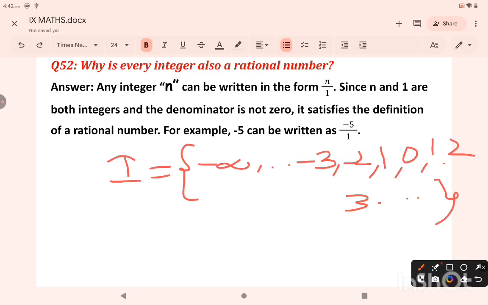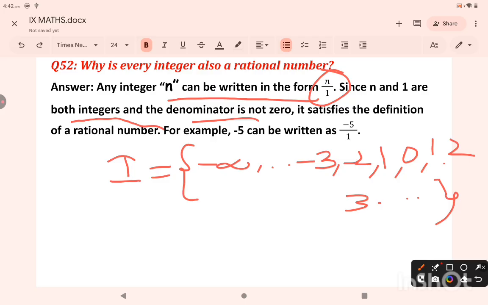Any integer n can be written in the form of p by q. That means n can be written as n by 1. Since n and 1 are both integers and the denominator is not 0, it satisfies the definition of rational numbers. Therefore, every integer can be expressed in the form of p by q.